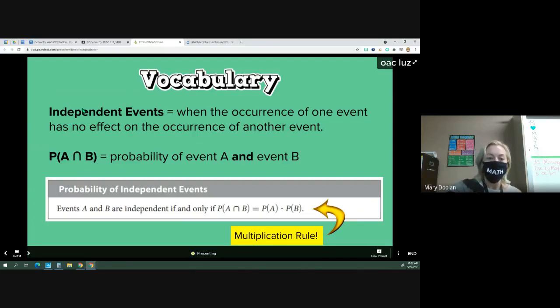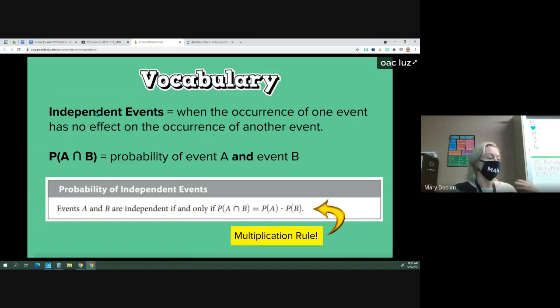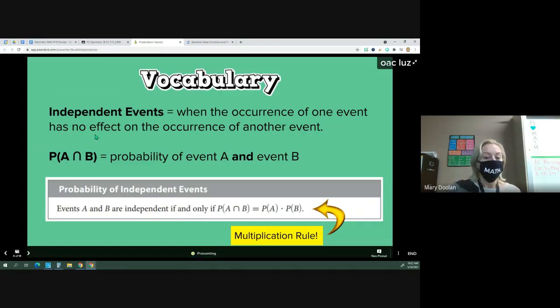So if events are independent, there's no effect on one another. An example of independent events might be I roll a die and I get a 3, and then I flip a coin and I get tails. Those would be 2 events that are independent. They don't affect each other. And so when you want to find the probability of 2 or more things happening, this is the notation for it. This is read as the probability of event A and event B. This little upside down U looking symbol is the intersection symbol, and it's read as "and."